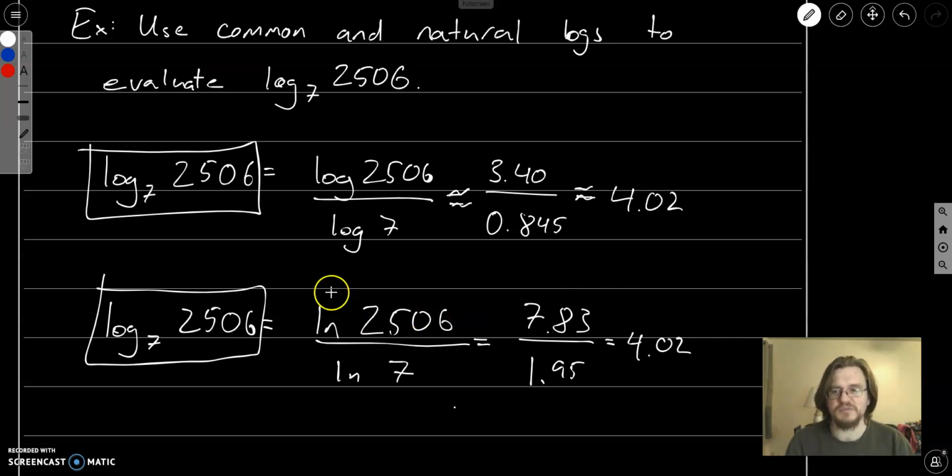So that's just a brief introduction to all the properties of logarithms.